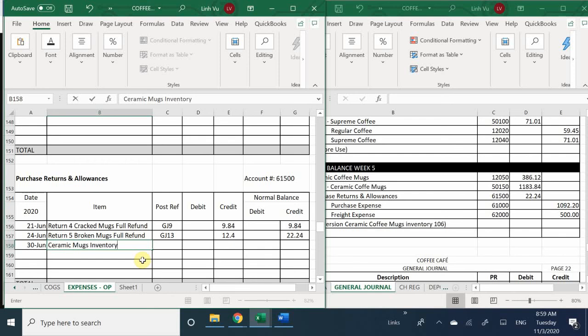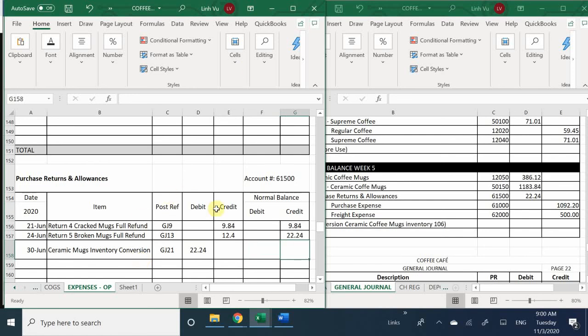Is that enough information? Or should there be more? You could probably add conversion as well. Okay. Then you have that, so you know where the coffee mugs are right now because of the conversion. Okay. GJ21. So now we're going to debit the account to zero it out. All right. So therefore, if I pull my formula down, it should reflect 0.